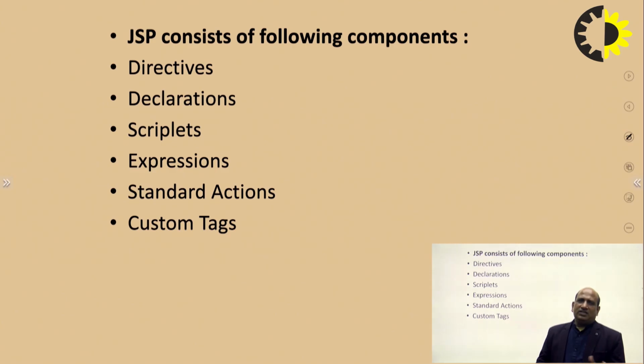Wherever static things are required, we use HTML, CSS, and JavaScript, and for the dynamic content, we use Java. The combination of both these things is called JSP. This is the crux of JSP.